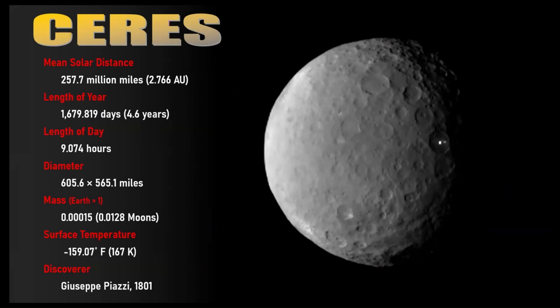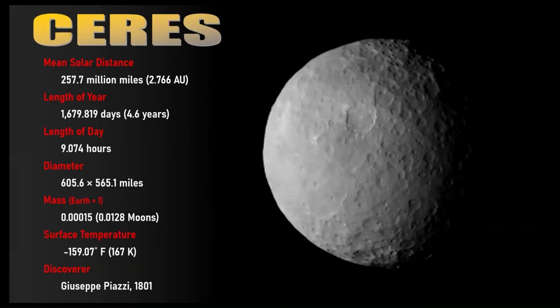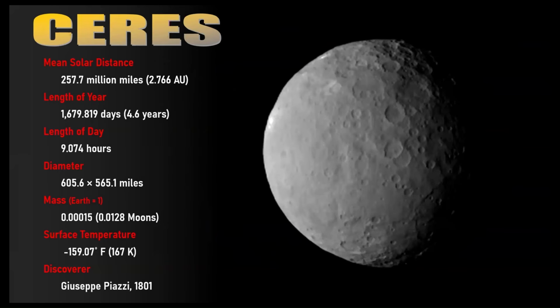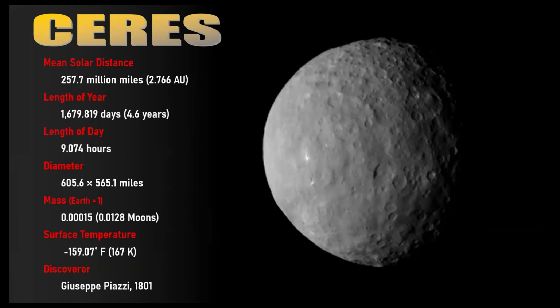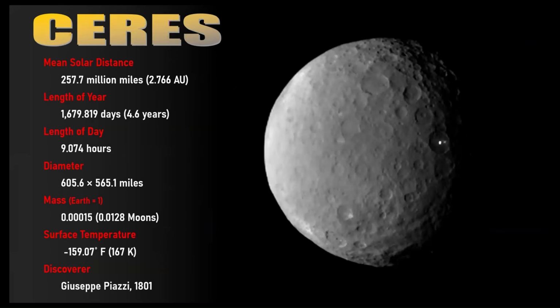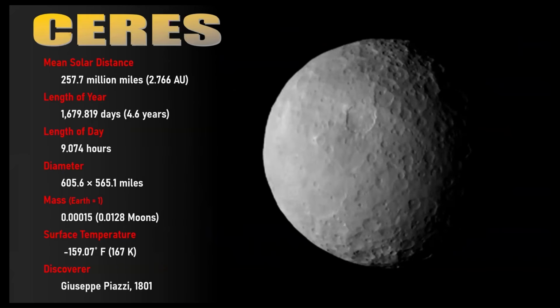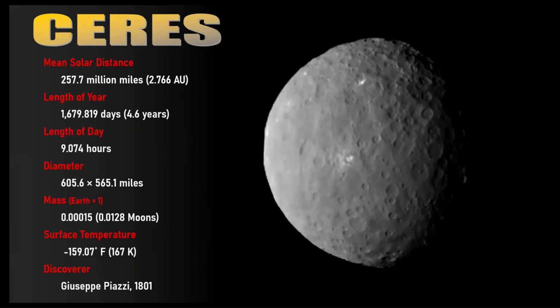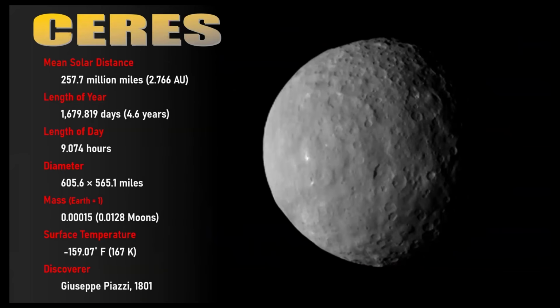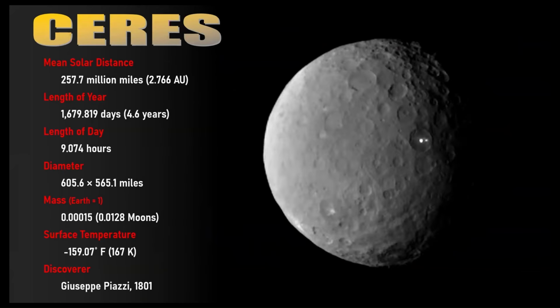So here's the largest asteroid, and yes, I know it's classified as a dwarf planet, but that designation is, I'll just say it plainly, stupid. So we're going to ignore that. So Ceres is the largest asteroid in the asteroid belt, and it's about 2.8 AU from the sun and orbits once every 4.6 years or so.